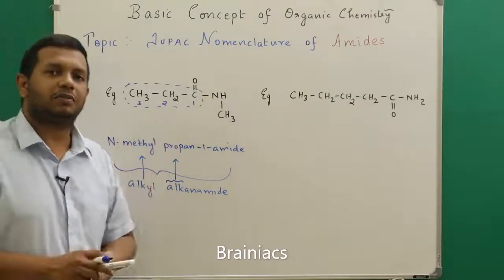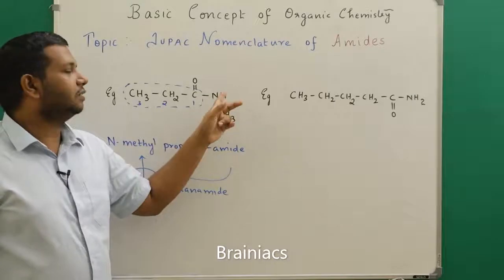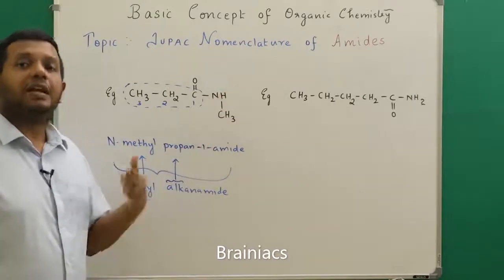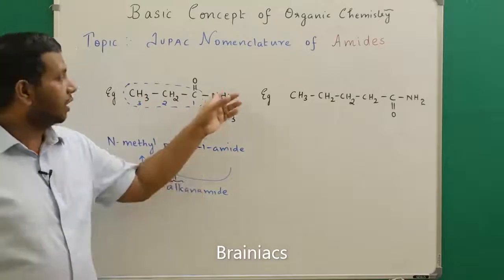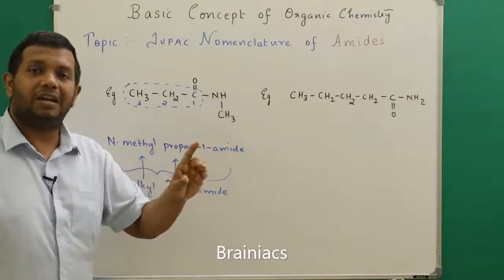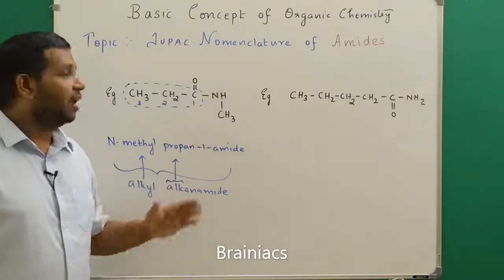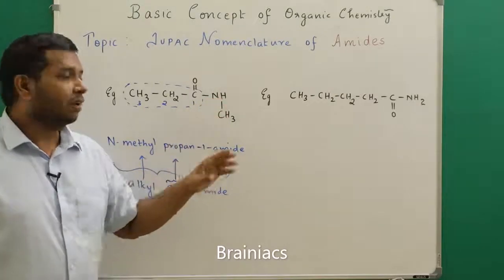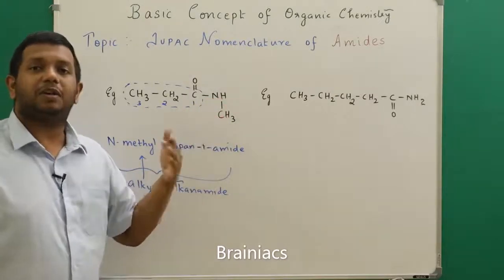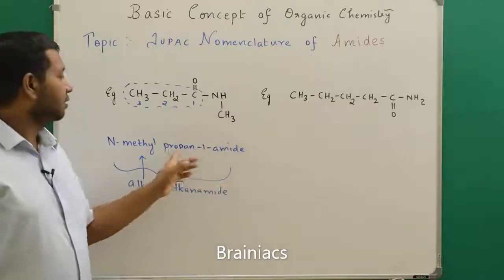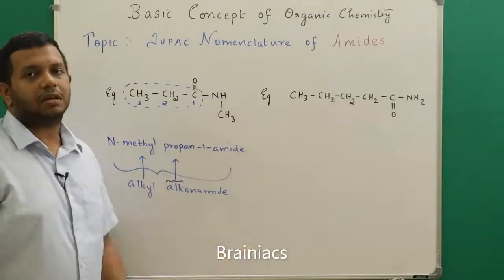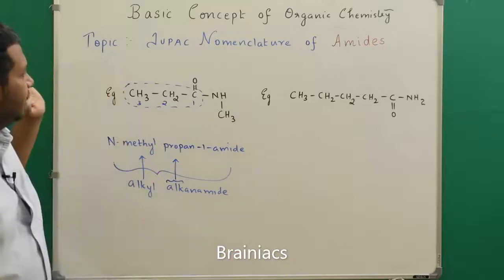Some students used to ask a doubt, sir, what happens if this H is also replaced by another methyl group? In that case we need to say N two times. If both are methyl, I can say N, N dimethyl. Understood? Otherwise we say N, N, first in alphabetical order, who will come first. If it is ethyl, we say N, N ethyl methyl, then the corresponding alkanamide. Understood? So this is the way we used to name this.